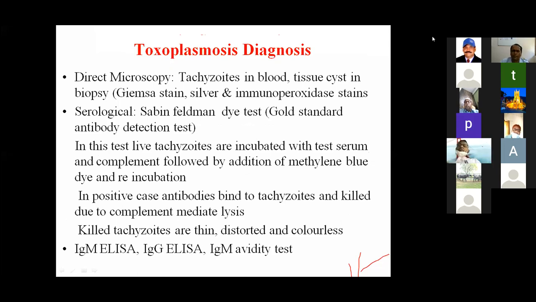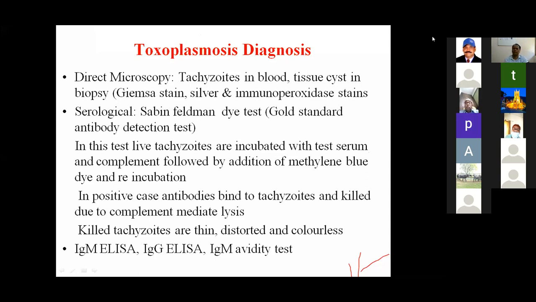Diagnosis is important. Tachyzoites in blood, tissue cysts in biopsy. We can go for Giemsa staining, silver and immunoperoxidase stains. Serological tests are important. The Sabin-Feldman dye test is the gold standard antibody detection test. Very few labs are doing it because live tachyzoites are used. In this test, live tachyzoites are incubated with the test serum and complement, followed by addition of methylene blue and re-incubation. In positive cases, antibodies bind to tachyzoites and kill them due to complement-mediated lysis. Killed tachyzoites are thin, distorted, and colorless.